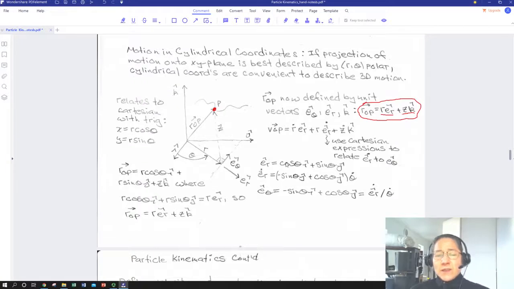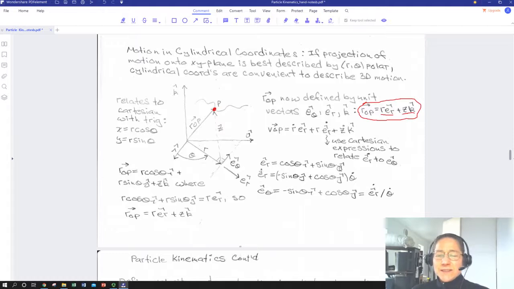We can relate those with just some simple right triangle trig. So our e r hat is going to simply be cosine theta times i hat plus sine theta times j hat in the Cartesian directions. Now normally we don't want to be mixing up Cartesian and another, but we're going to use the Cartesian to give us some relationships between the r and the theta. So we're kind of referencing through Cartesian.